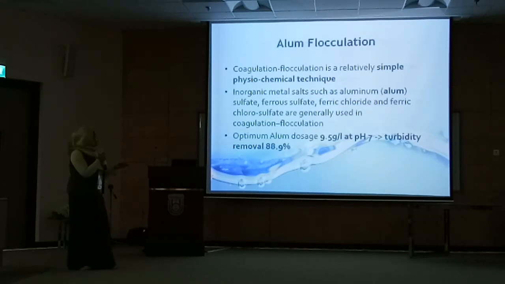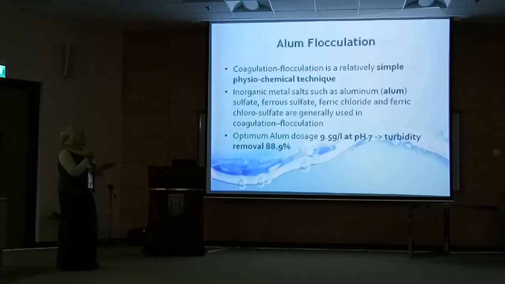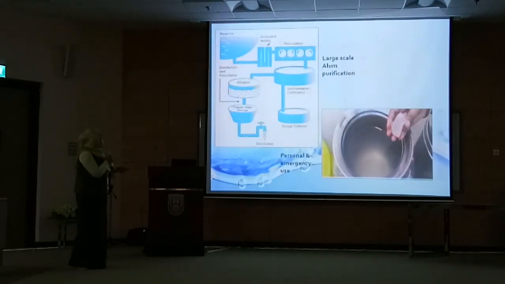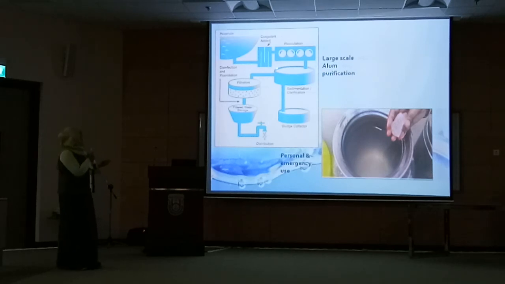As I mentioned, alum flocculation is a traditional method, and for a very long time people have been using this method to purify the water, and the efficiency is up to 90% in this process. Here is the large scale, and here is the small scale. You can see, we can put the water, and after a few hours the water will be purified.